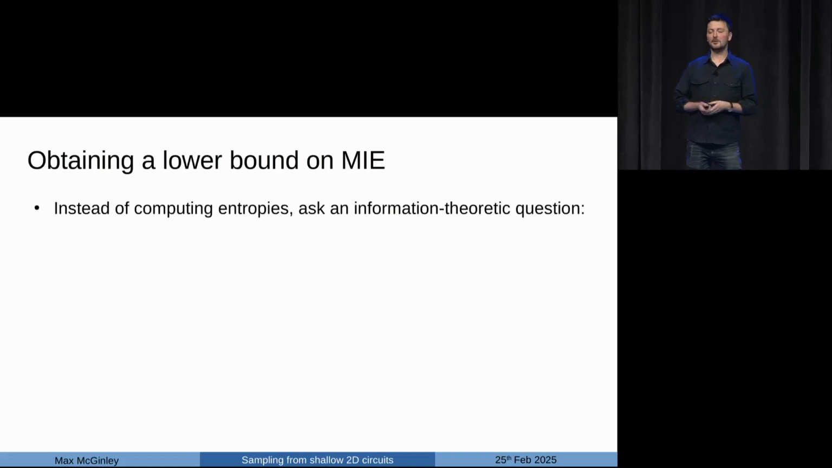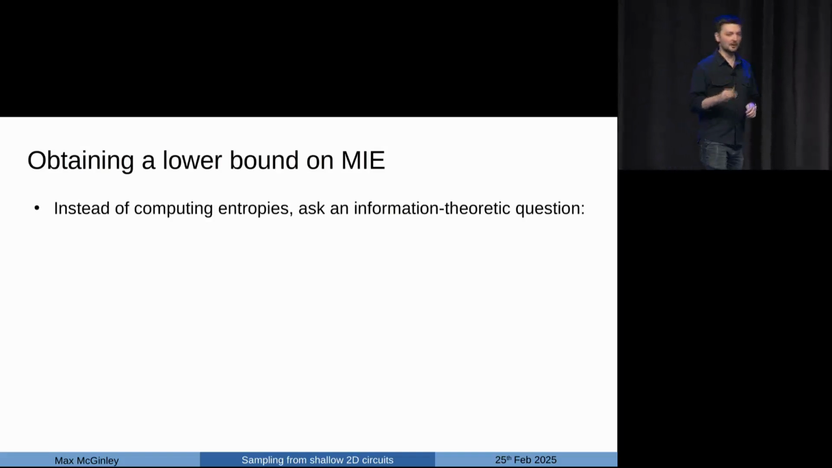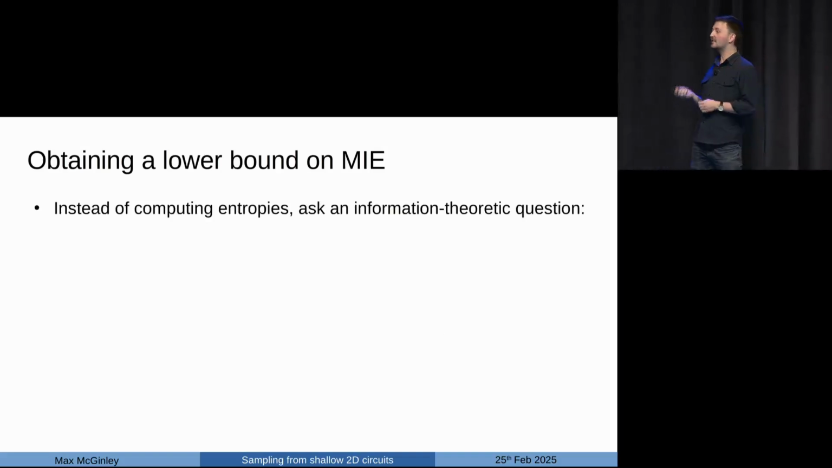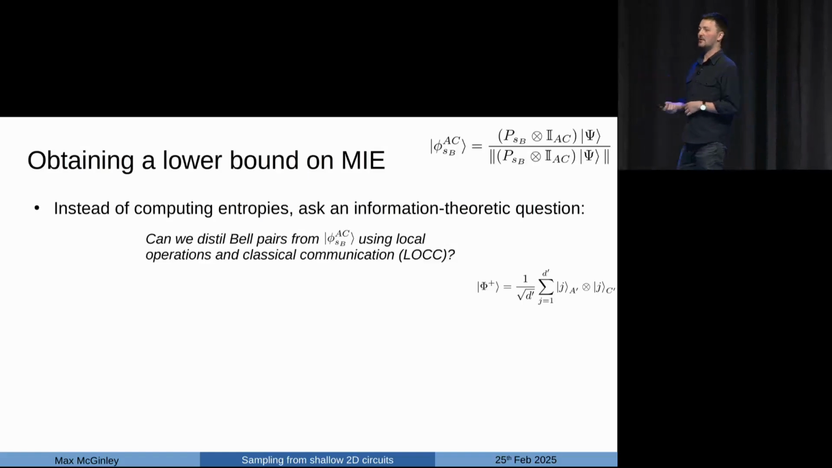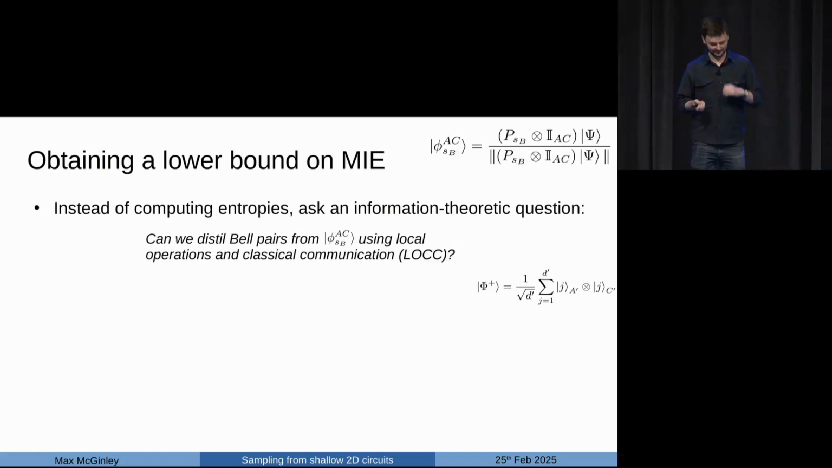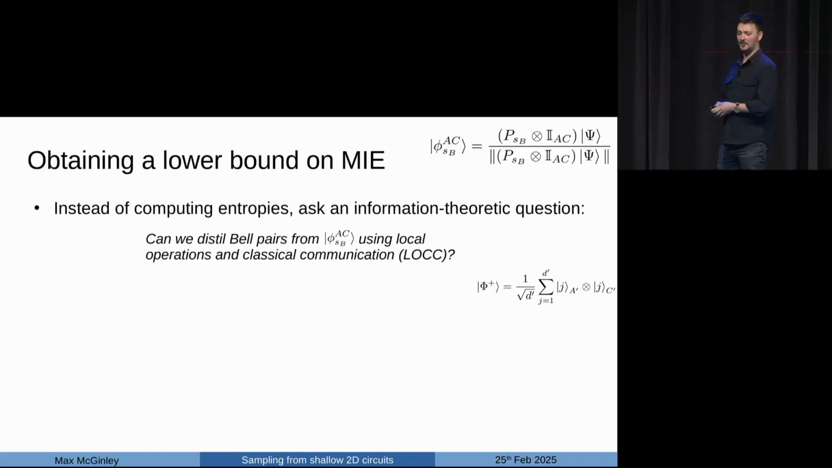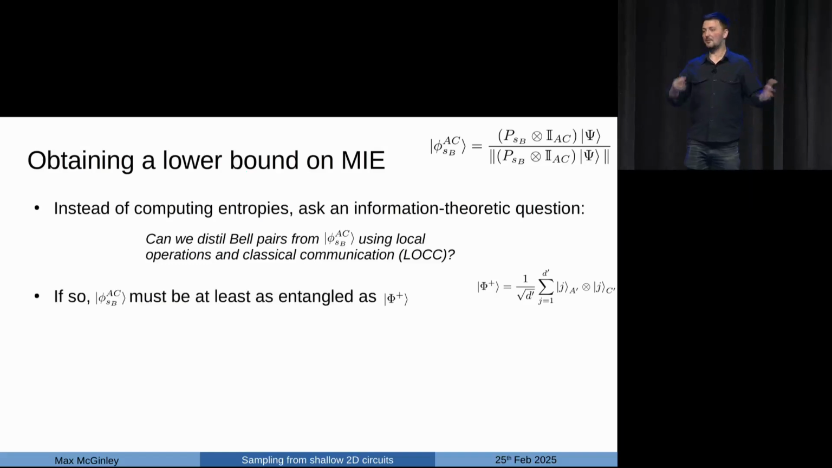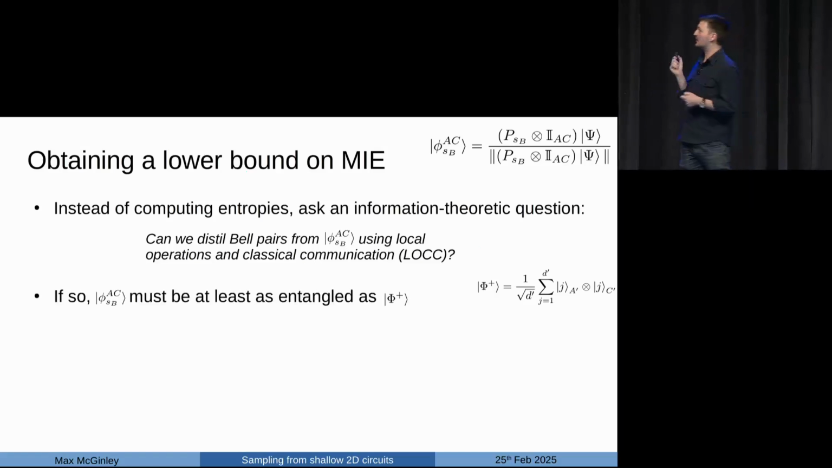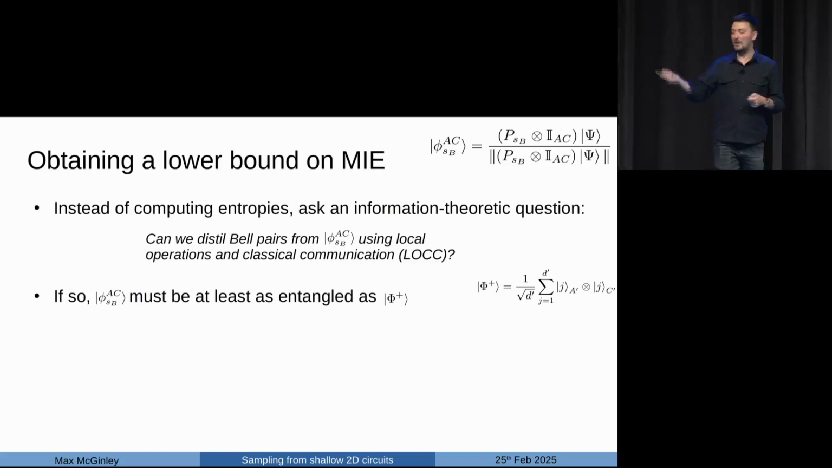What we do is ask an information theoretic question about the entanglement in this circuit. We have our state phi AC, which is conditional on having obtained a measurement outcome SB. And what we ask is, can we distill Bell pairs from this state using LOCC, local operations and classical communication? Now, we know from the very definition of entanglement that if this is true, then our state of interest must be at least as entangled as that Bell pair.